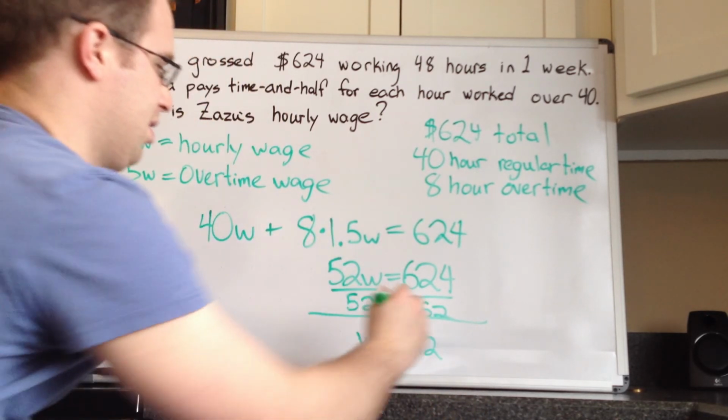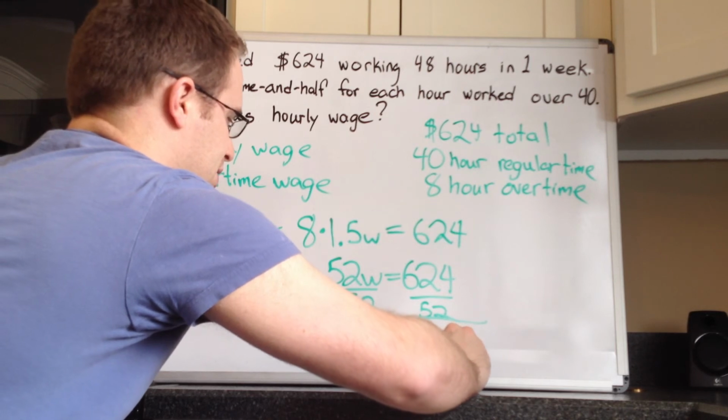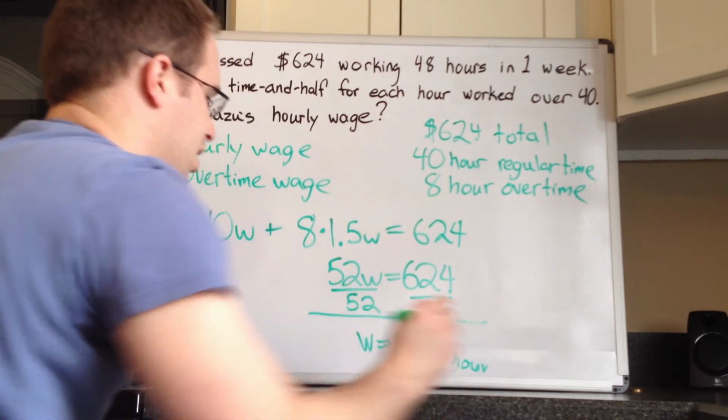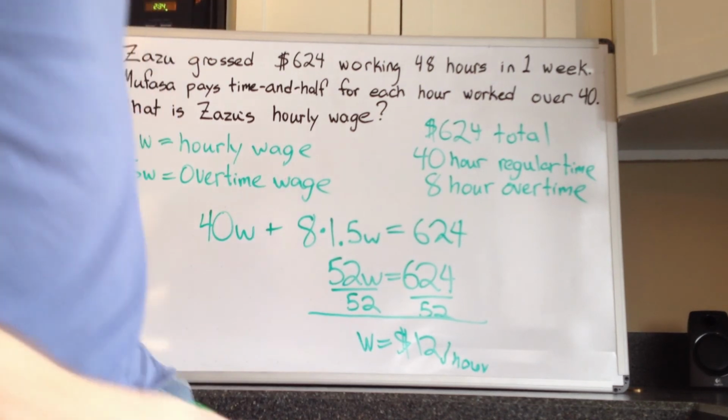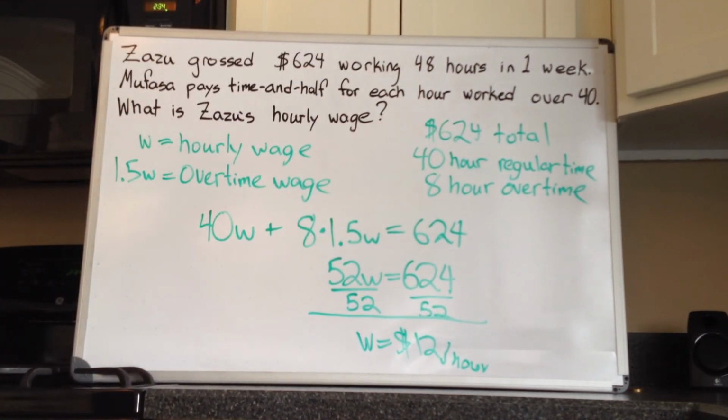$12 an hour. Let's write it: $12 per hour. So this problem's done, because that's all they asked us. What is Zazu's hourly wage? It's $12 an hour.